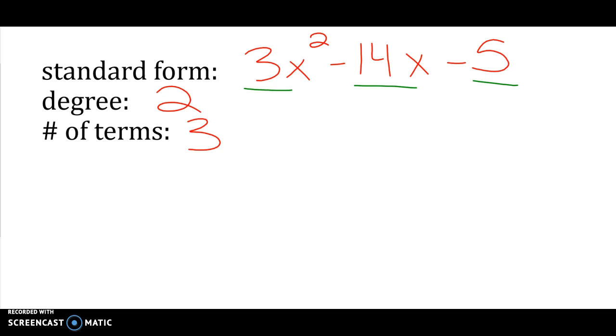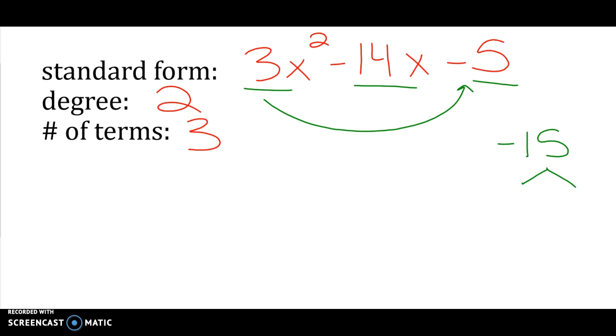So the first step, is there a GCF of 3, 14, and 5? No, so we'll skip steps 1 and 2. We're basically going to go down to step 3, and that's where we start with A times C. So A times C is going to give me what? Negative 15. Now the next step, we have to find the factors of negative 15 that add up to negative 14.